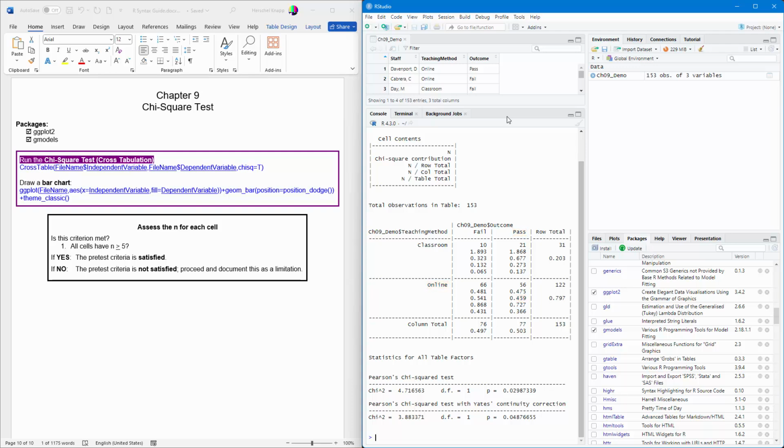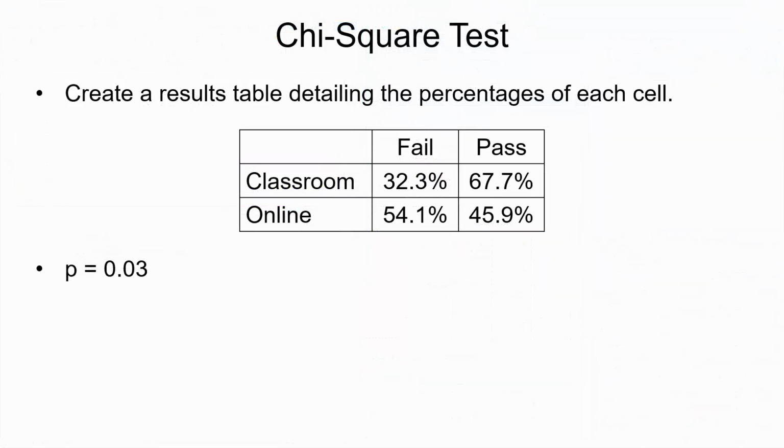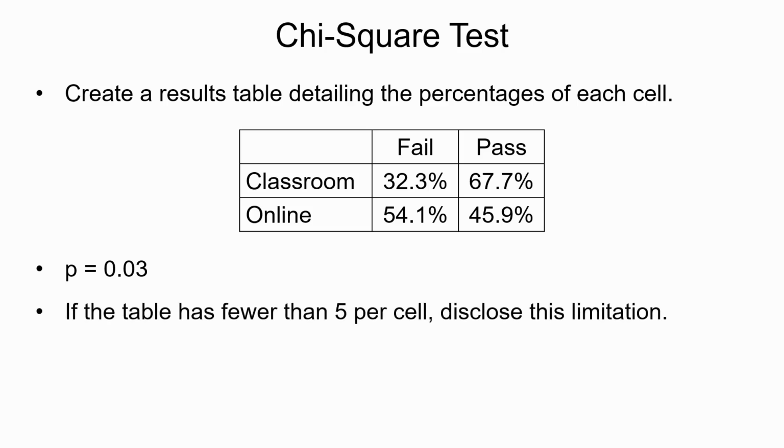Next, gather these percentages and assemble the table in a separate document. Also, pick up the p-value. Since the p-value is less than 0.05, this indicates that people who took the course in the classroom had a statistically significantly different pass rate compared to those who took the course online. If any of the cells had an n that's fewer than 5, it would be appropriate to document those details along with your results.